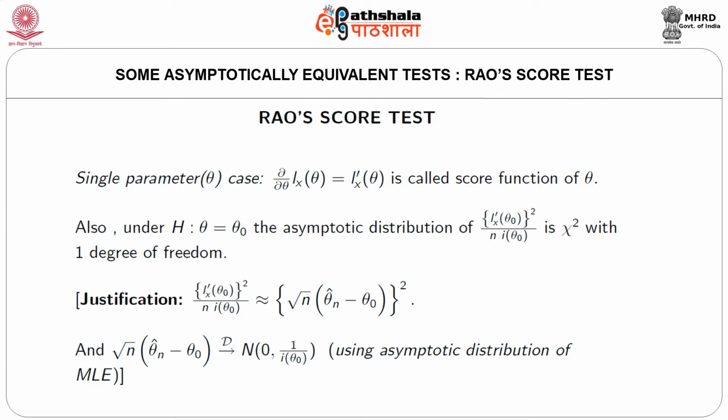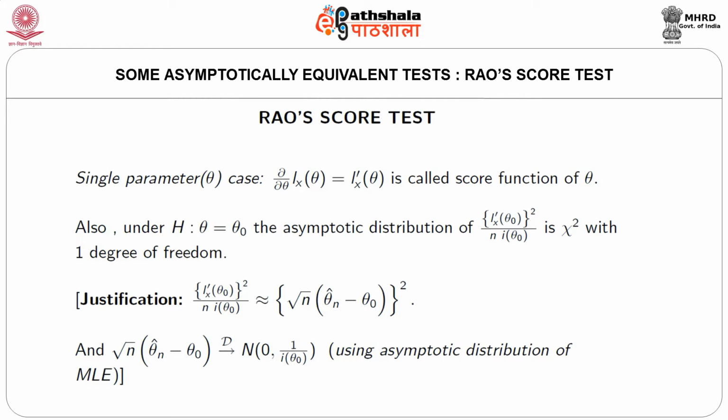Now we will discuss another test which is known as Rao's score test. Let us first consider the Rao's score test under single parameter case. We know that del theta of log likelihood function small lx theta, which is actually denoted by small lx prime theta, is called score function of theta. Also, under the null hypothesis H, which says that theta equal to theta naught, the asymptotic distribution of small lx prime theta naught whole square by n times I theta naught is chi square with 1 degree of freedom.